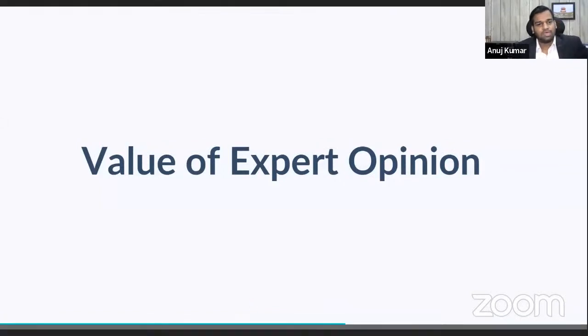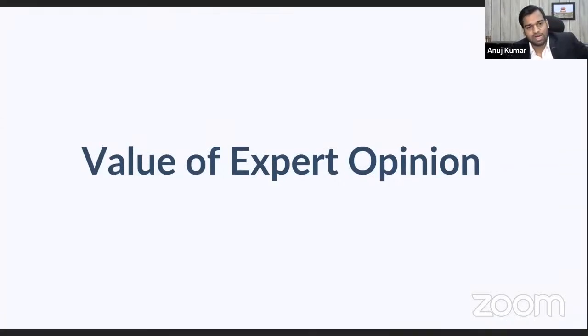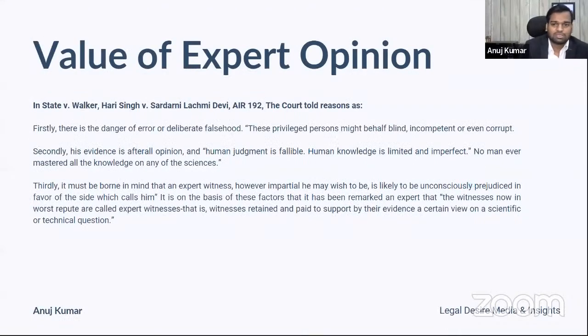So we have talked about the admissibility part, and now we are talking about the value. So what is the value? If it is not that admissible in a court of law as compared to substantive evidence, then why do we have expert opinion in our court of law? Now there are some factors. There is a very landmark judgment on the value of expert opinion, State versus Walker, and there are two cases.